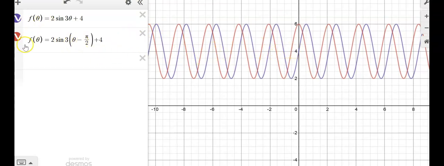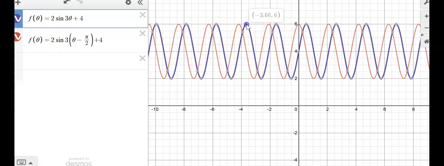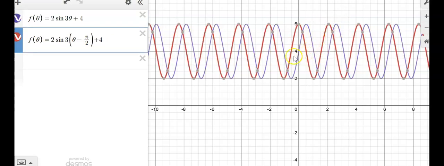The blue function is our original function 2 sine 3 theta plus 4, where there is no horizontal shifting, meaning no left, no right. That's our original one, the blue one. And our transformed function is 2 sine 3 times theta minus pi by 2, plus 4. That's in red. Now what has happened?